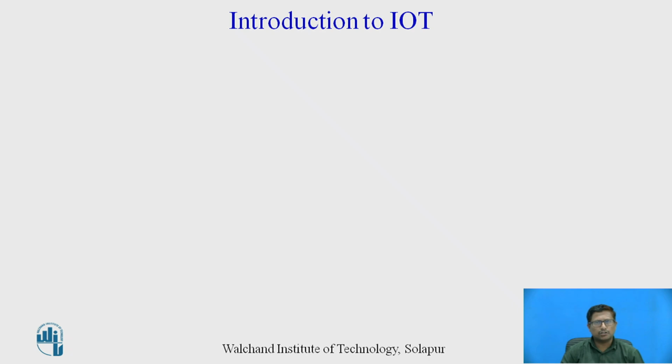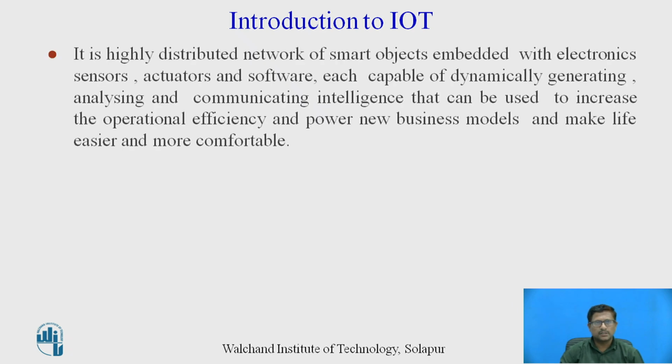The first part, introduction to IoT. The definition of IoT is, it is the highly distributed network of smart objects embedded with electronic sensors, actuators, and different software. Each is capable of dynamically generating, analyzing, and communicating intelligence that can be used to increase the operational efficiency, power new business models, and make human life easier and more comfortable.